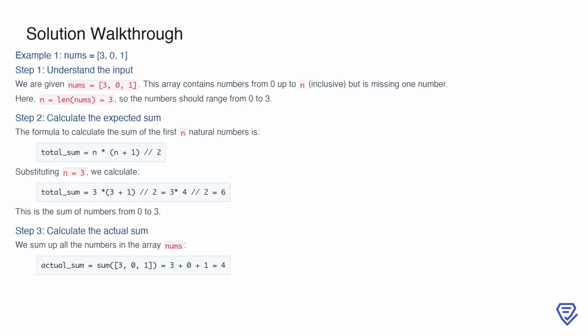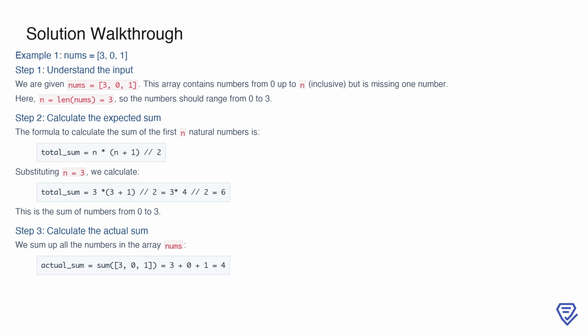Here, we begin with the array nums equals [3, 0, 1]. This array contains numbers ranging from 0 to n, where n is equal to the length of the array. Since n equals 3, the numbers should range from 0 to 3. However, one number is missing, and that's what we need to find. To do this, we first calculate the sum of all numbers from 0 to n using the formula for the sum of the first n natural numbers, total_sum equals n * (n + 1) // 2. Substituting n equals 3, we find that total_sum equals 6. This represents the sum of all numbers from 0 to 3.